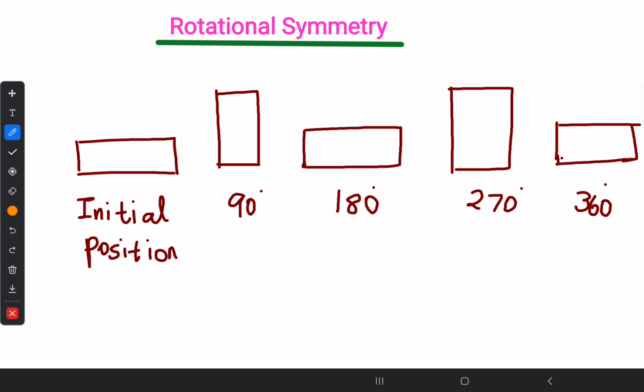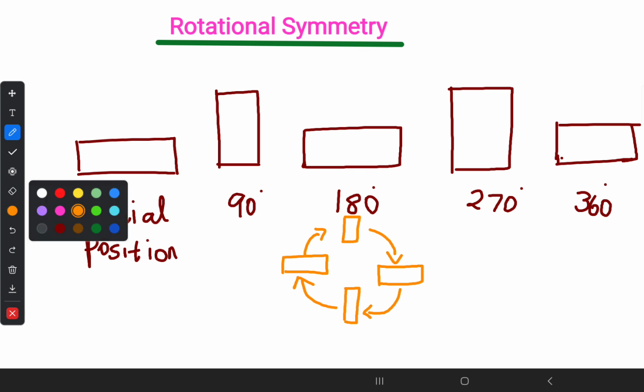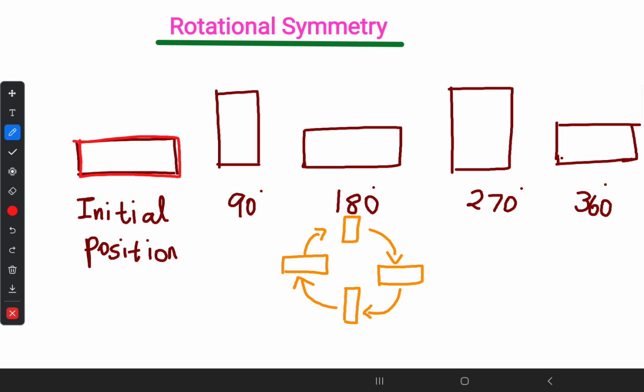First of all, I will use a small diagram. I have it like this. I am going to rotate 90 degrees. It will come like this. Again a 90-degree rotation, it comes like this. Another 90 degrees, it will come like this. Finally, it will achieve the initial position. Here I will use the initial position as a reference. So what you have to count is, while rotating, how many times we can have the initial position-like shapes in this rotational symmetry.